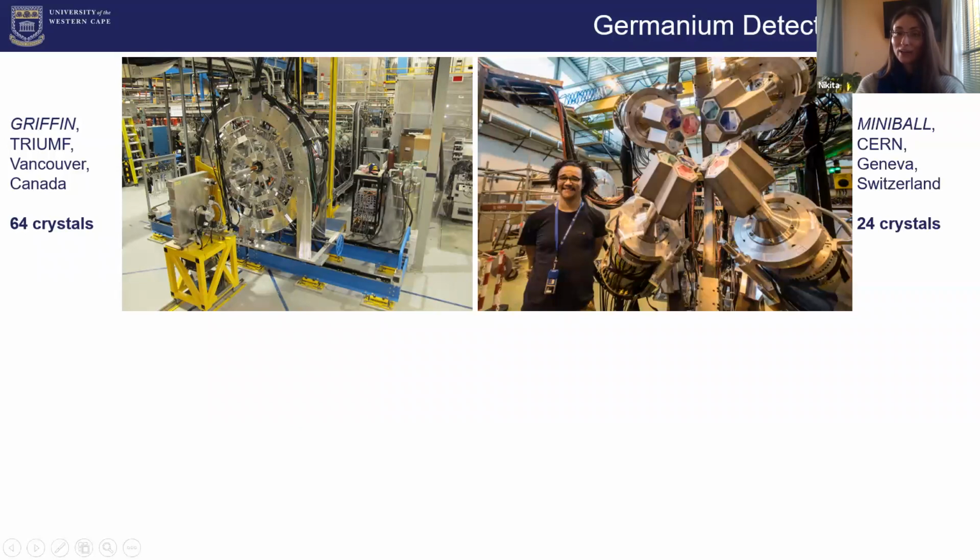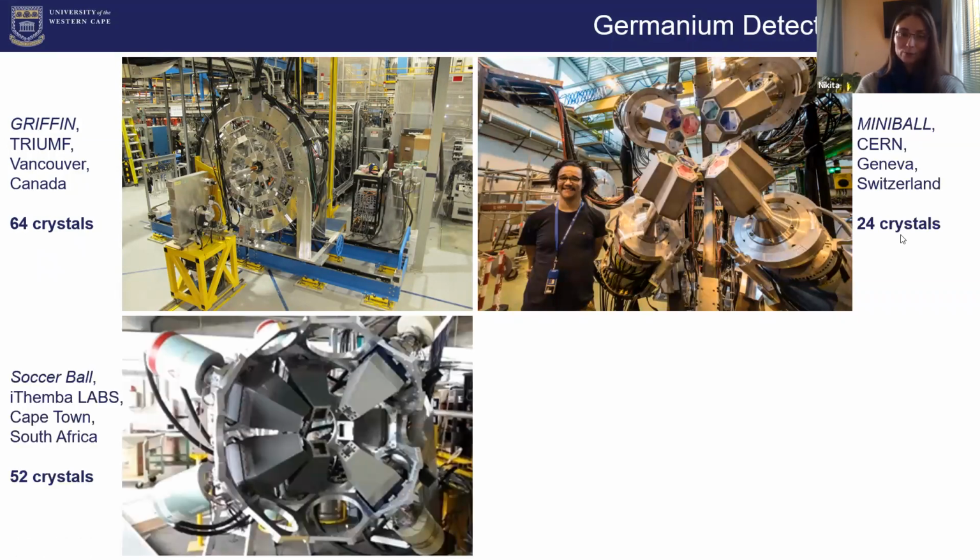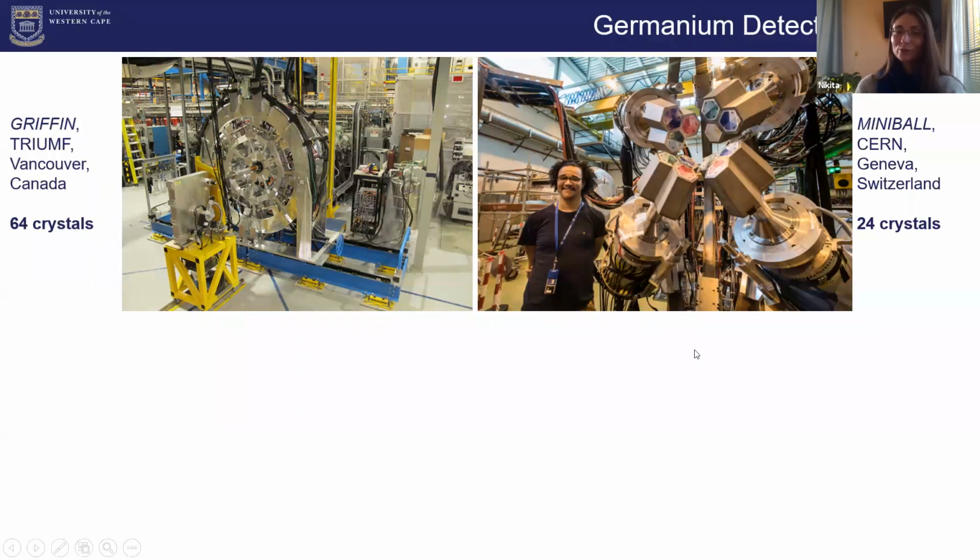The next array that we have is Kenzo over here. Kenzo just finished his PhD using mini-ball data from CERN. So here we have a different type of array, but it is made of 24 germanium crystals.